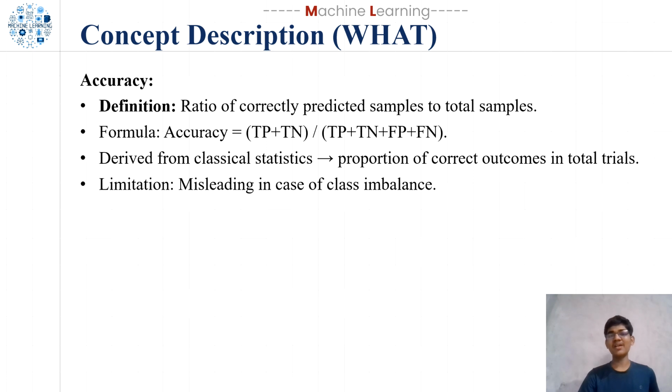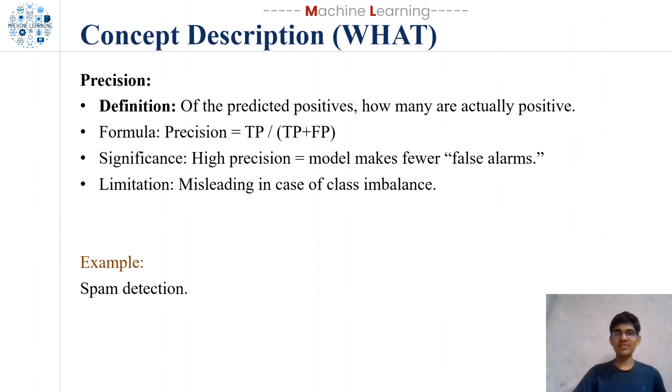So what is accuracy? Accuracy is simply defined as the ratio of correctly predicted samples to the total number of samples. The formula is given here. We will discuss it later after understanding the confusion matrix. The concept of accuracy came from classical statistics, meaning a proportion of correct outcomes to the total number of trials. As we discussed, it is misleading in case of class imbalance. Precision. Precision is defined as, out of predicted positives, how many are actually positive. If the precision is high, then our model makes few false alarms. But this also can be misleading in the case of class imbalance.